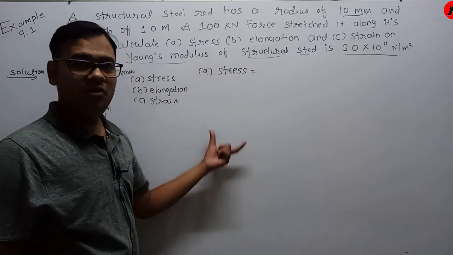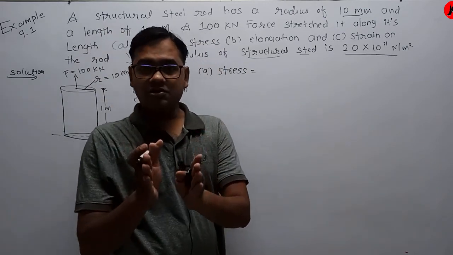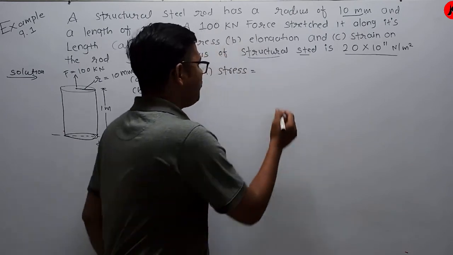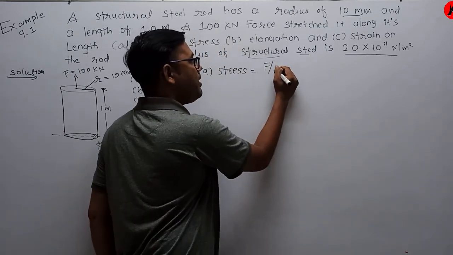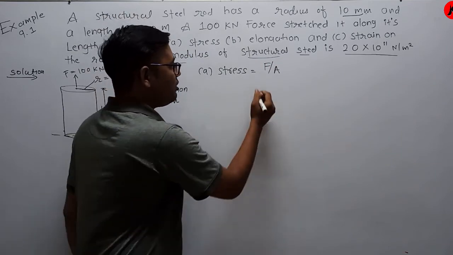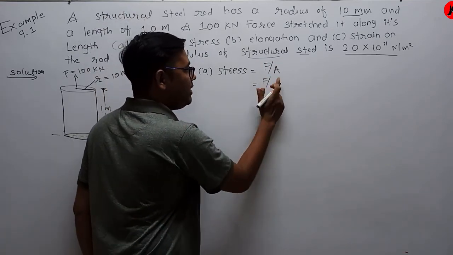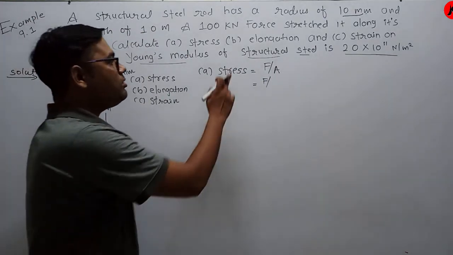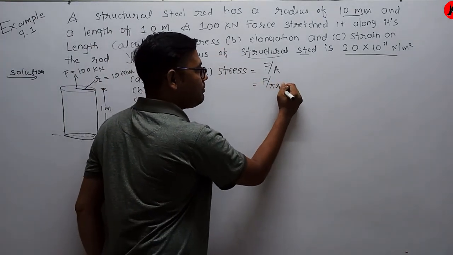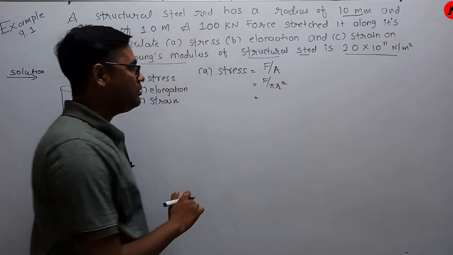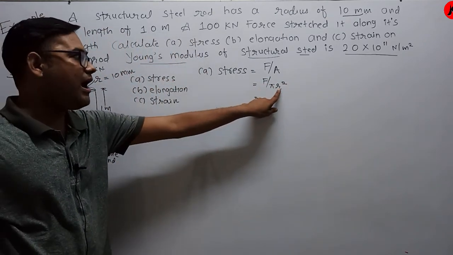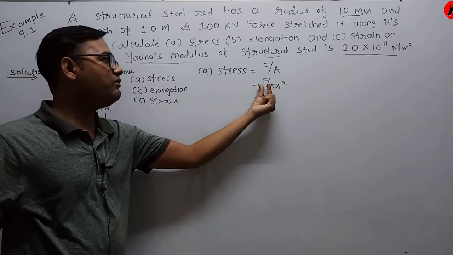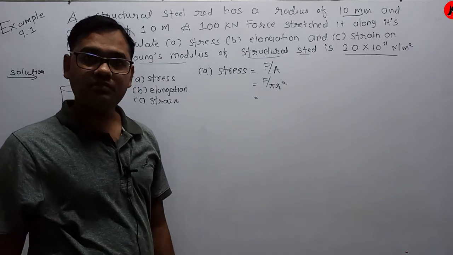We know stress is given by the force per unit area. So the equation of stress becomes F by A, right? And from this equation, F by the area of the steel rod. What is the area of the steel rod? The area of the steel rod is given by the equation pi r square, right? And we have F and r. So we can easily calculate the value of stress by putting the values of F and r in this equation.